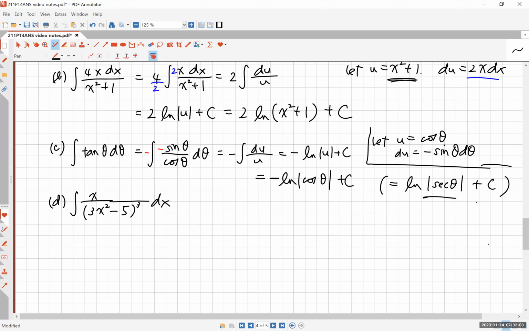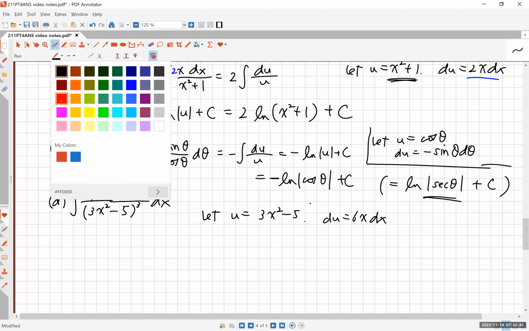Okay, you don't have to write it using a secant function, but if you do see the secant function, you will know why. Okay, so this one is also a little tricky. The last part of number 7, right? And what is that? Well, just go ahead and let u be the expression inside the parentheses in the denominator. So u is 3x squared minus 5. Then du is 6x dx.